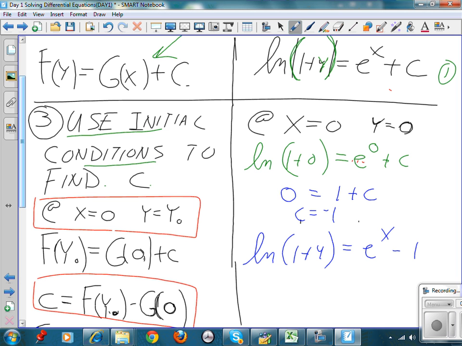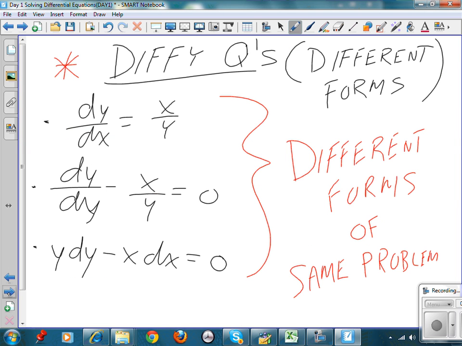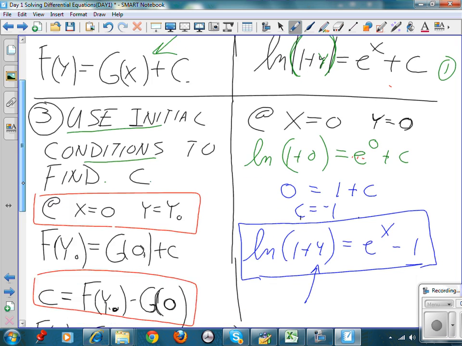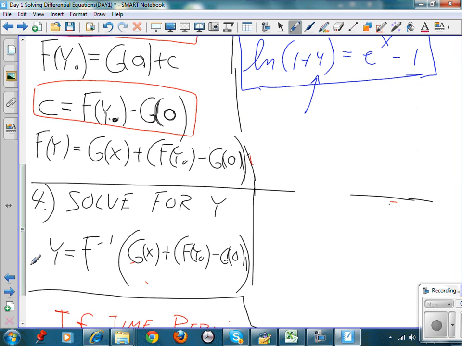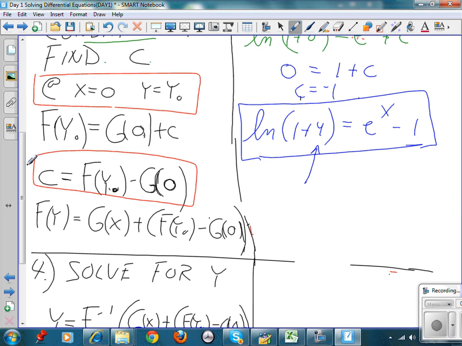Okay? Well, what do I want to do here? My next thing I want to do is solve for y. I want to isolate y. Next step, I want to solve for y. And in some sense, I need to take the inverse of both sides. How can I get y out from here?